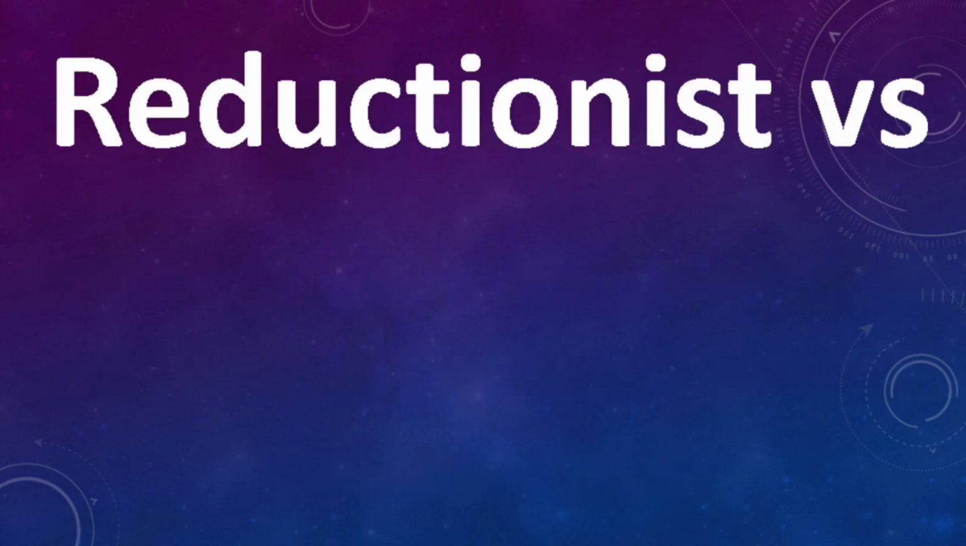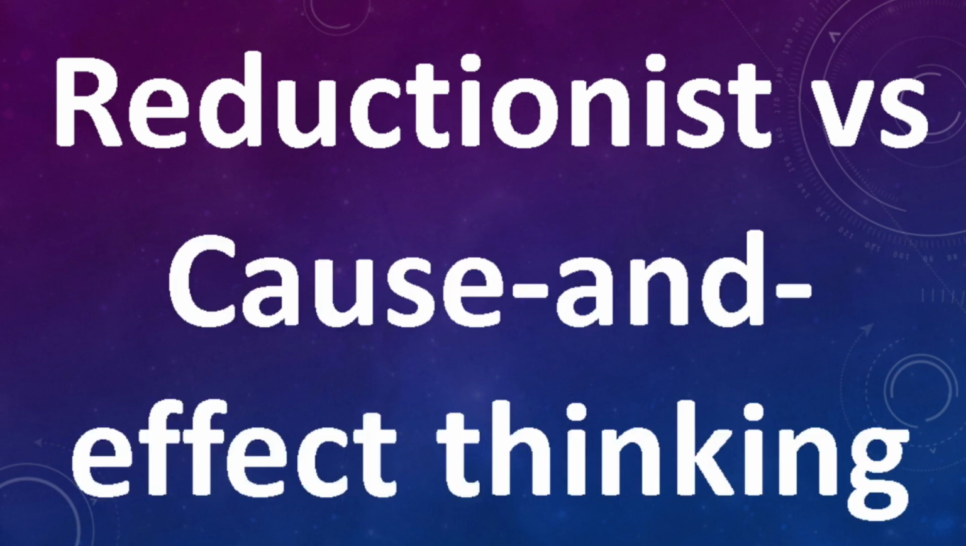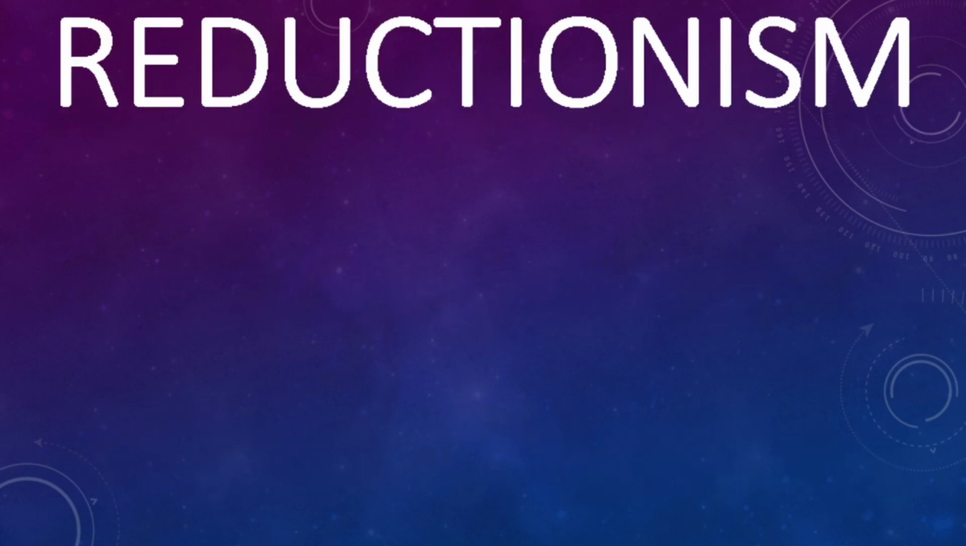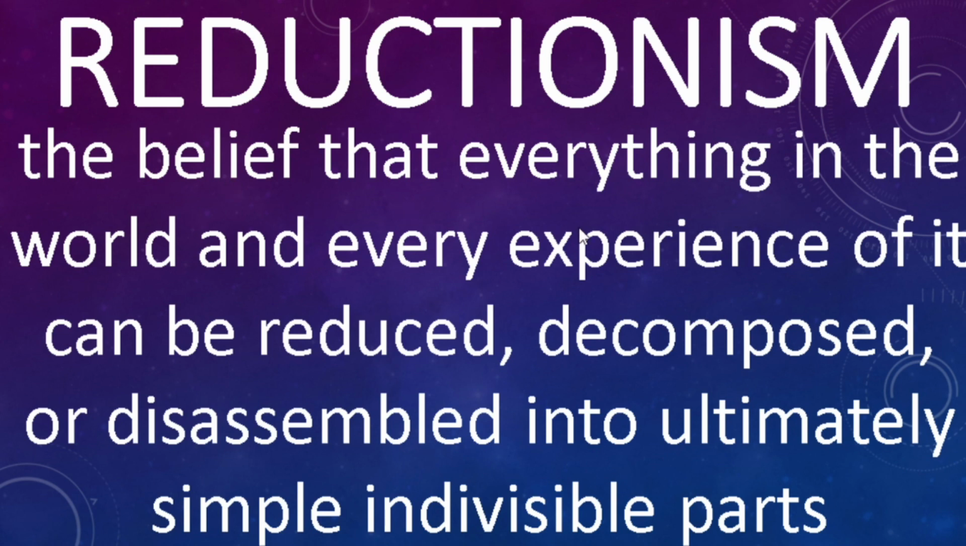Next, we discussed the planned and unplanned outcomes, desirable and undesirable, and even the counterintuitive outcomes. Let's also discuss reductionist and cause and effect thinking. So what is this, ma'am? Reductionism is the belief that everything in the world and every experience of it can be reduced. It's like a big pie that you can divide into pieces. So everything in our world is like that. You can reduce it, decompose it, or disassemble it into ultimately simple, indivisible parts.